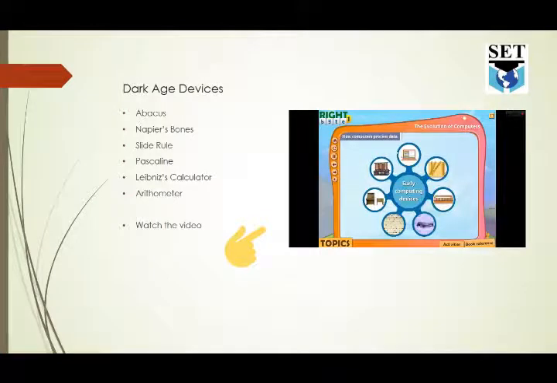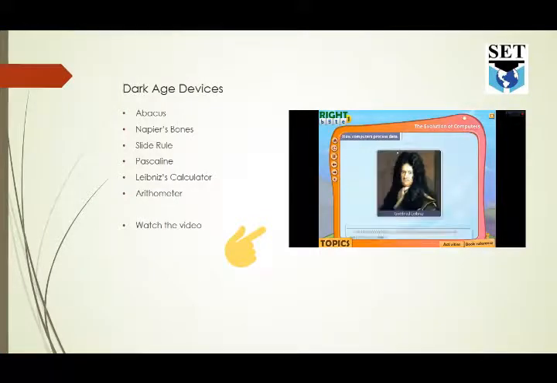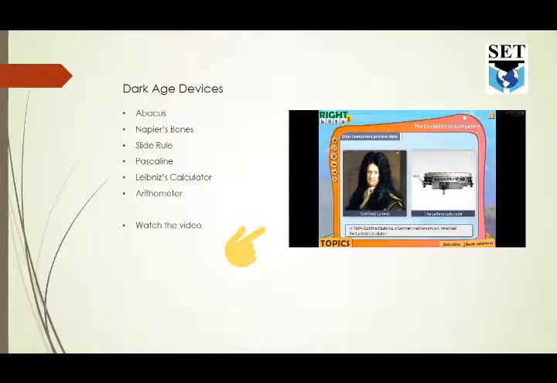The Leibniz calculator. In 1694, Gottfried Leibniz, a German mathematician, invented the Leibniz calculator. Unlike the previous machines, the Leibniz calculator could add and subtract numbers as well as multiply and divide using wheels. The Leibniz calculator was considered to be a breakthrough in advanced calculation.